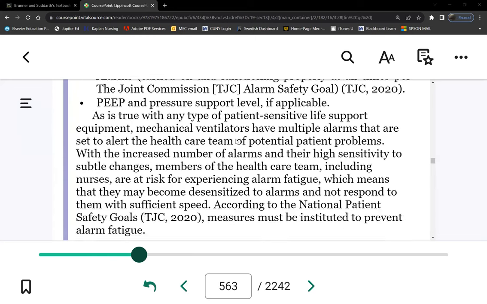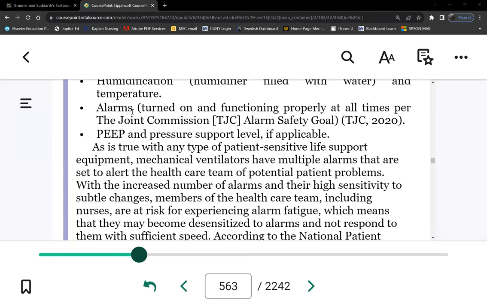Okay, alarms. We will discuss and test high pressure and low pressure alarms. There are multiple other alarms on the vent, but we'll focus on what will trigger a high pressure and a low pressure alarm, and then what your role is. What do you do when these types of alarms turn on?